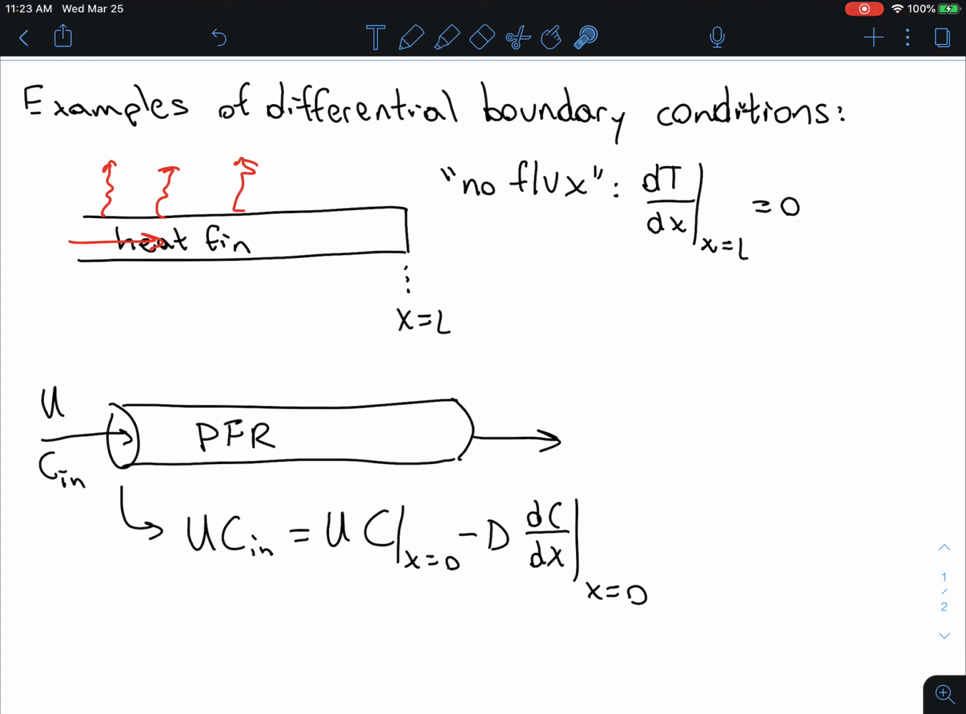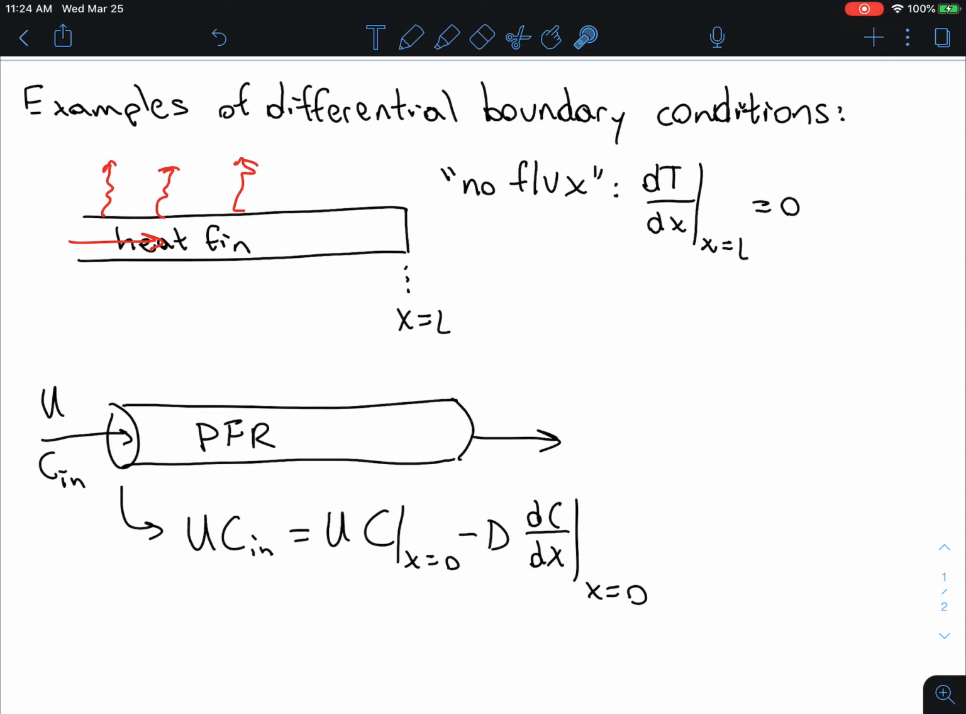This is another example over here. If you look at a PFR, this is a problem from the book. It considers axial dispersion in a PFR. Again, that's not something we're going to discuss in any detail in this class, but you can be given a differential equation and expected to know how to solve it. In this case, the input concentration ends up being balanced with the concentration at x equals 0. By the way, these are not always the same.